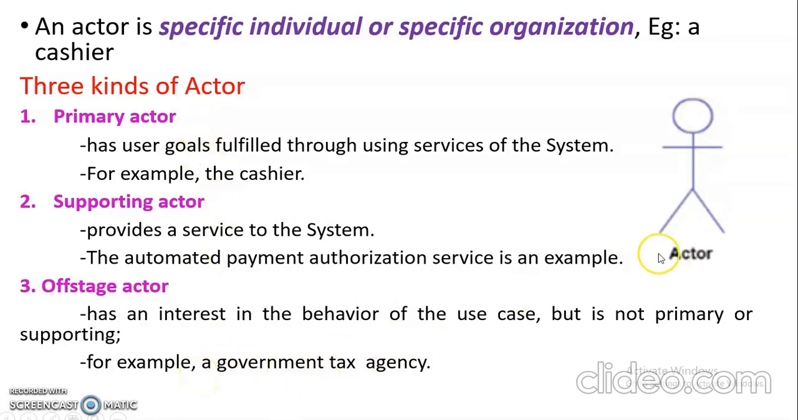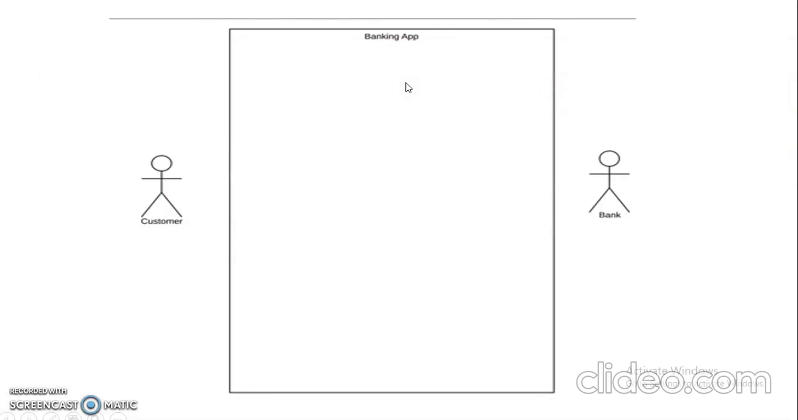The notation to represent the actor is the stickman symbol. In the e-banking application, we have two actors, one is the customer, another one is the bank. The primary actor will be drawn on the left side of the diagram and the secondary, or supporting, actor will be drawn on the right side of the use case diagram. Offstage actor will also go here, and there is no constraint that there should be only one primary actor and only one secondary actor. We can have n number of actors depending upon the problem.